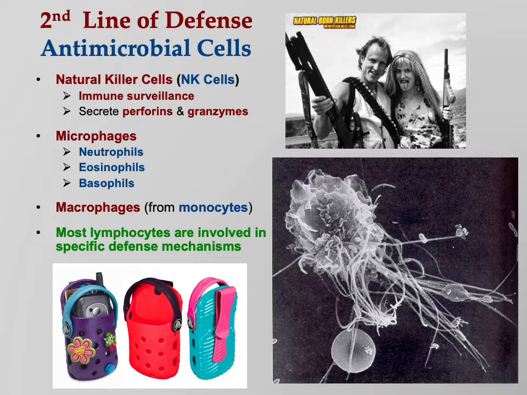Most lymphocytes are involved in the specific defense mechanism, specific or adaptive. So in other words, the T and the B cells, the T and the B lymphocytes, which make up 95% of your lymphocytes, they're not involved in the second line of defense. They're involved in the third line of defense, the specific or adaptive immune system. It's only the natural killer cells. They're really the only lymphocytes involved in this second line of defense.